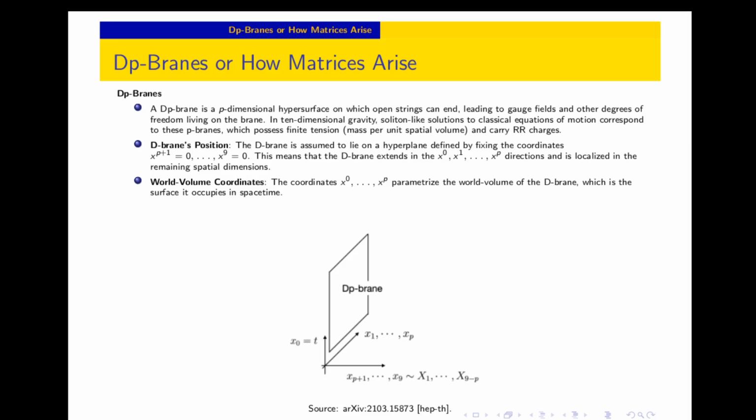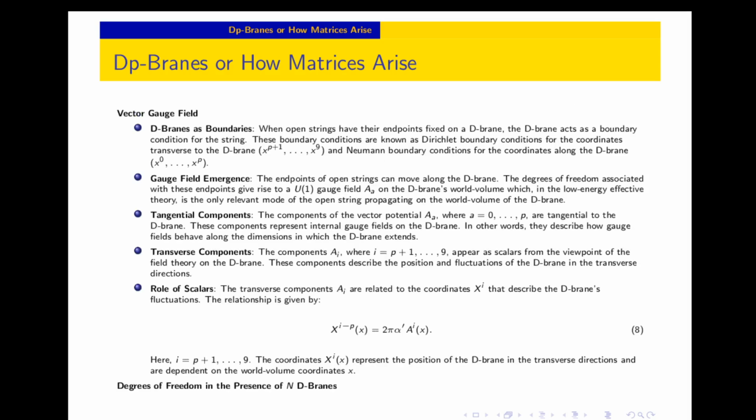The position of a D-brane is defined by fixing certain coordinates, meaning the brane extends in the x0 to xp directions and is localized in the remaining spatial dimensions. The coordinates x0 to xp parameterize the world volume of the D-brane. When open strings have their endpoints fixed on a D-brane, the D-brane acts as a boundary condition for the string. These conditions are Dirichlet boundary conditions for coordinates transverse to the D-brane and Neumann boundary conditions for coordinates along the D-brane.